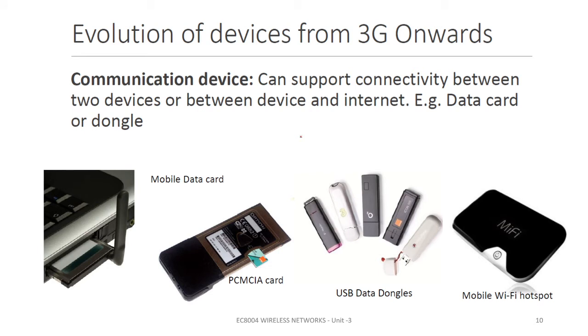So, evolution of devices from 3G. It means it is increasing. Evolution is done from 3G onwards. Communication devices can support connectivity between devices and the internet. Example: data cards, dongles. See, this is my data card.